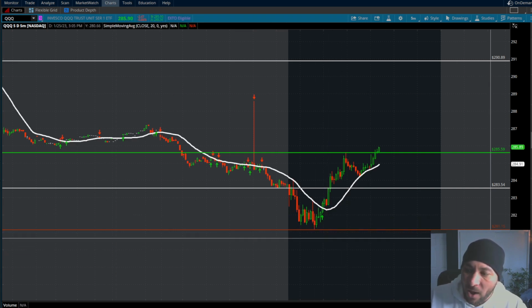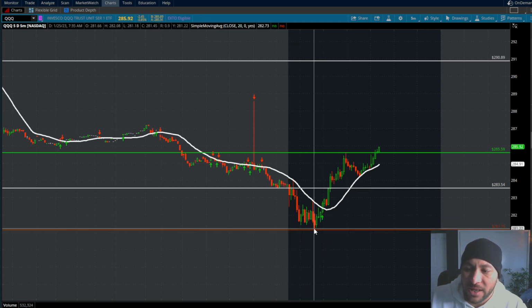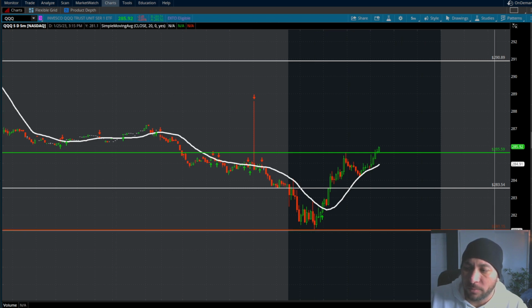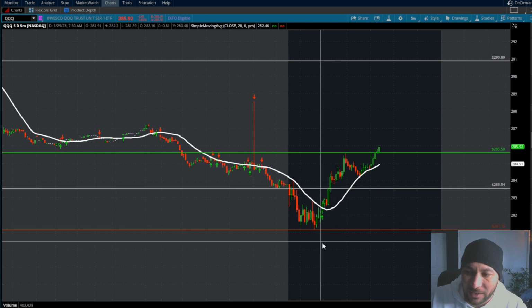Okay, so now 281.15 becomes my new pivot point for if we do get rejected and we roll over. This is going to be my short position entry price, 281.15. I'm going to play options contracts that are in the money or at the money.